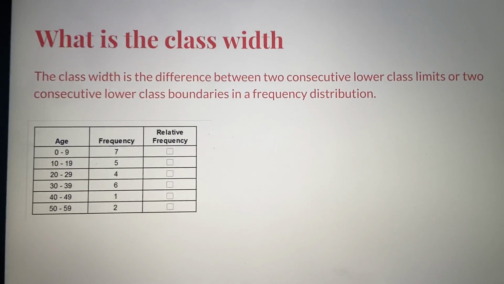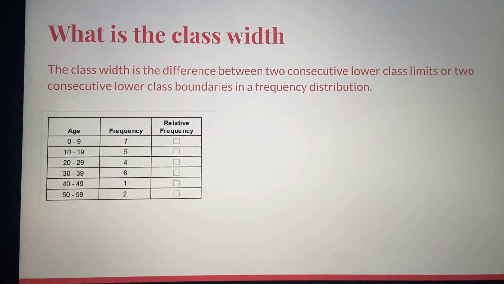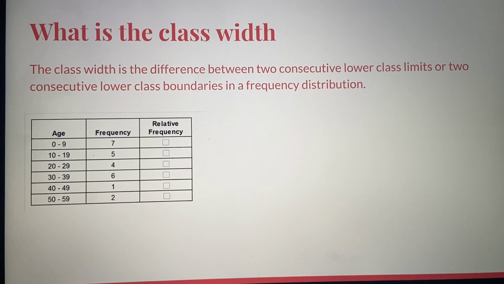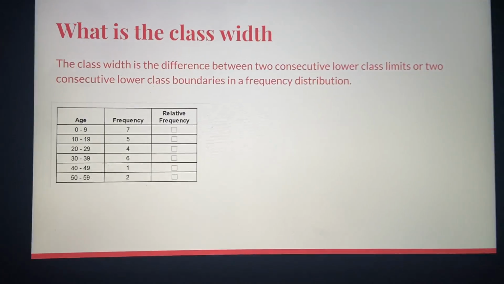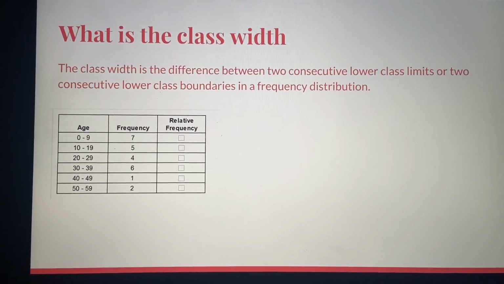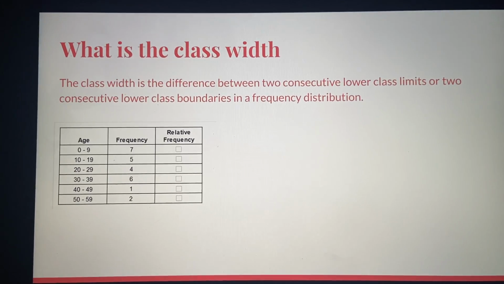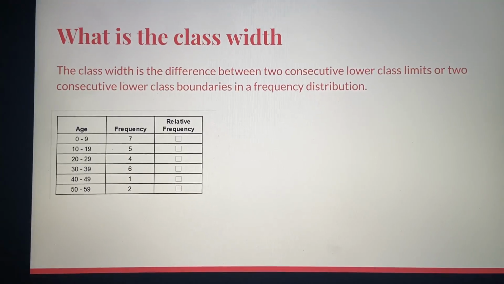Now, the class width honestly confused me a little bit at first, and I would always get the incorrect answer, but going over it multiple times with practice, I was able to make clear to me what exactly the class width is looking for. So the class width is the difference between two consecutive lower class limits or two consecutive lower class boundaries in a frequency table.